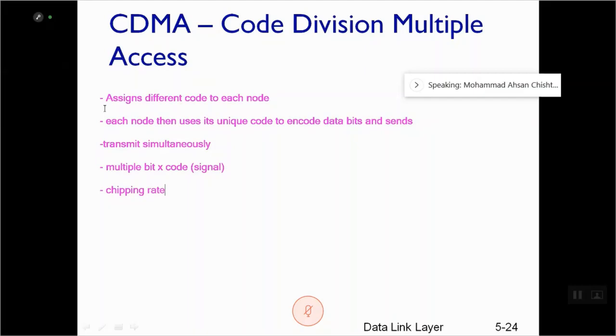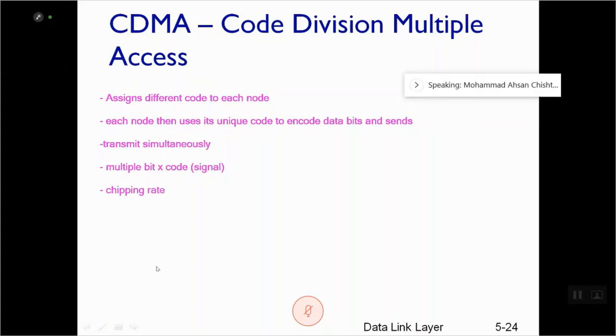So CDMA, as the name itself says, code division multiple access. You have the data, multiply it with the code, and this code is unique to it. And then you send the signal. And everyone would have this uniquely coded signal, and they can simultaneously send the signal through the modulated coded signal. And this modulated coded signal has a much higher bandwidth.